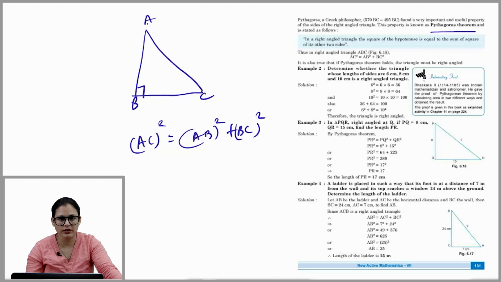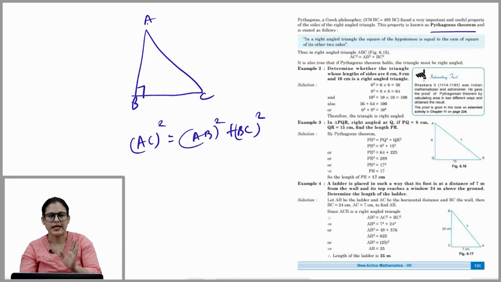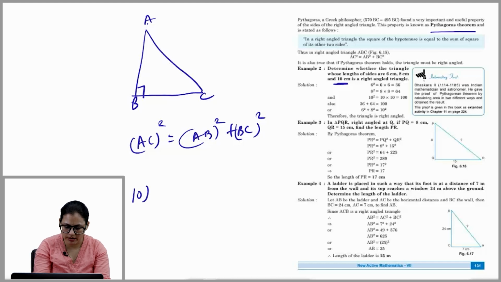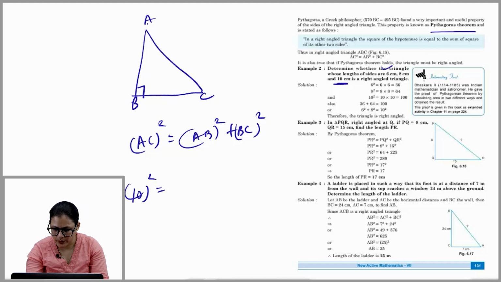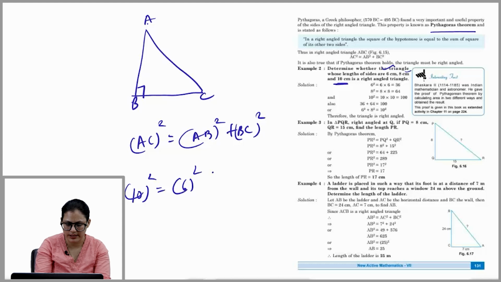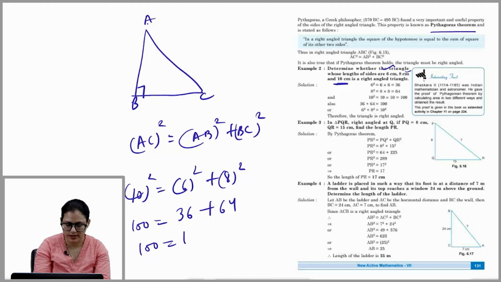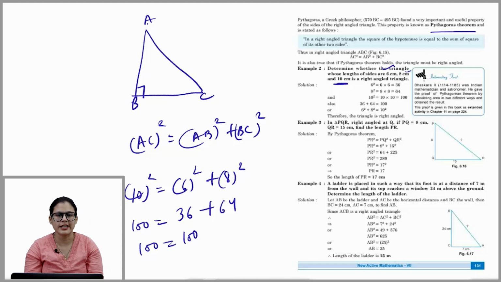Example 2. Determine whether the triangle whose sides are 6 cm, 8 cm and 10 cm is a right angle triangle. Since 10 cm is the longest side, it is the hypotenuse. Means 10 square should equal 6 square plus 8 square. 10 square means 10 into 10 is 100. 6 square, 6 into 6 is 36. 8 into 8 is 64. Now let's add. 36 plus 64 is 100. So that means the triangle is right angled.